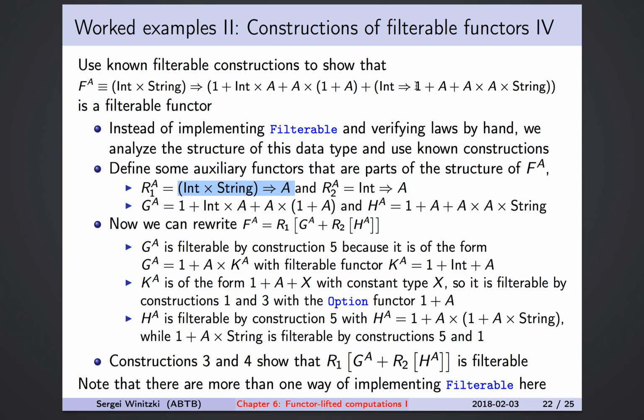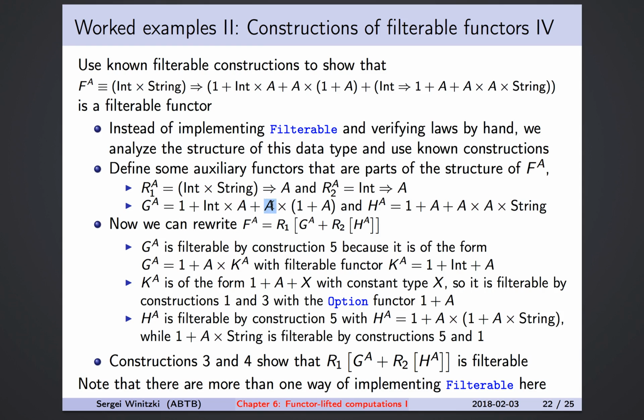And also we have this int going to big expression. So let's call this R2A, int going to A. Then we have 1 plus int of A, int times A plus int times 1 plus A. So there's this big piece, and after that big piece is this function type. So the function type contains that. So now we can rewrite it like that. So it's R1 applied to the type GA plus R2 applied to HA. So that's great. GA is filterable by, so what is GA is this. It is filterable because it is type 1 plus A times something.